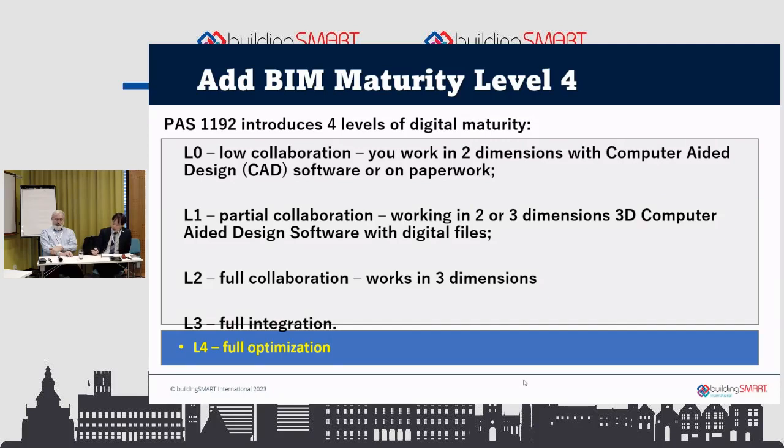So it means from paper to electricity, and here the file-based. And then at level 2, the collaboration is achieved using the CDE. And the next, full integration, means the CDE has an open CDE API, and via the API, many CDEs can communicate with each other. And the next one is full optimization. Can you imagine?